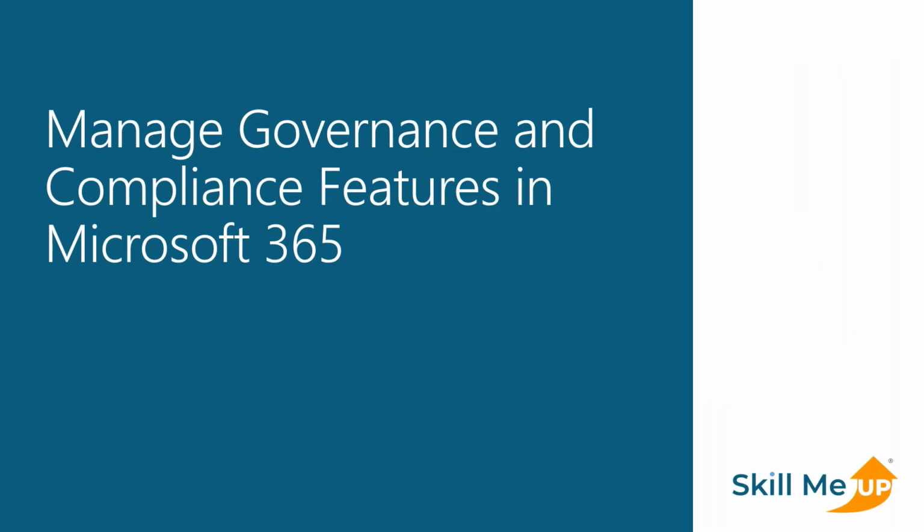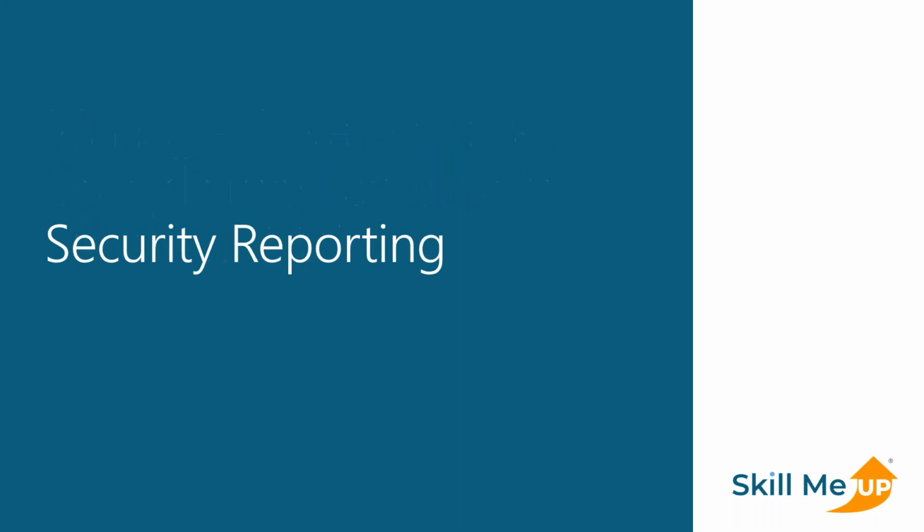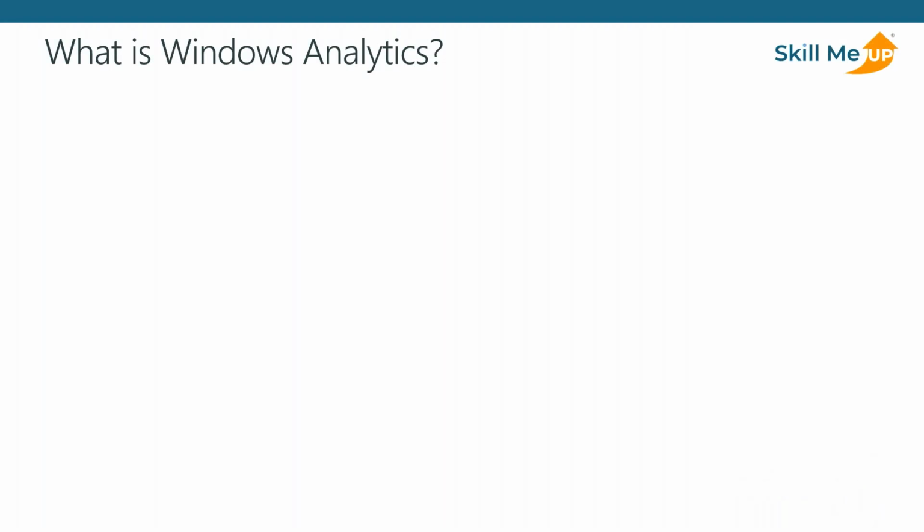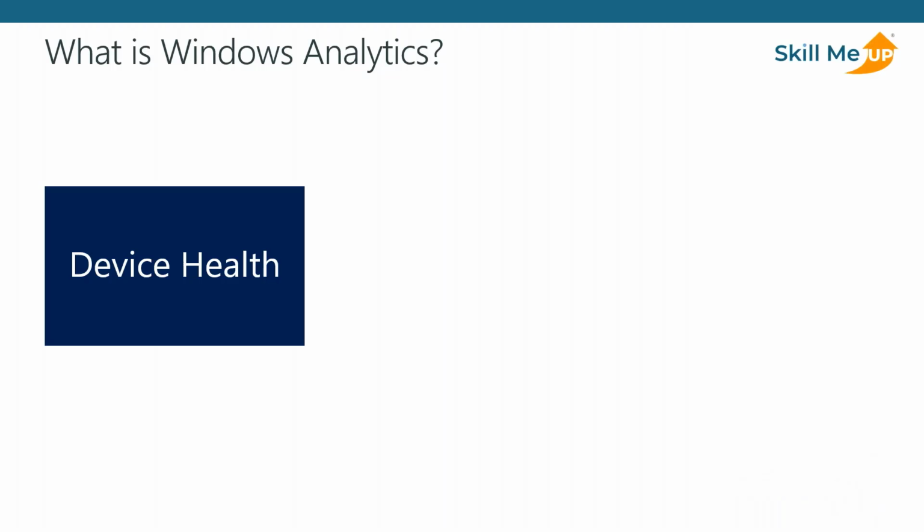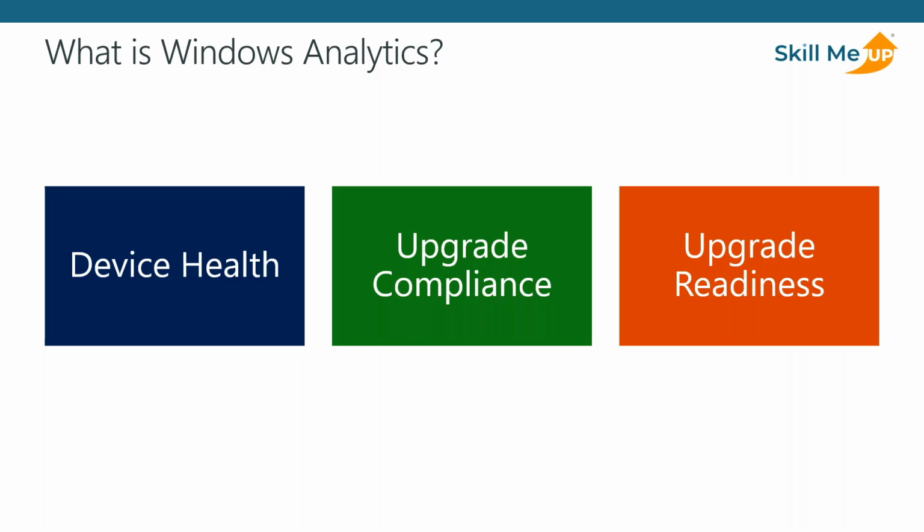Okay, so let's close out our last skill here for MS 500, which is manage governance and compliance features in Microsoft 365. Our first bucket here is security reporting. So the first thing we need to understand is what is Windows Analytics. So Windows Analytics is a suite of cloud services comprised of 3 different solutions. The first one is upgrade readiness, upgrade compliance, and then device health. I kind of put those the other way around.